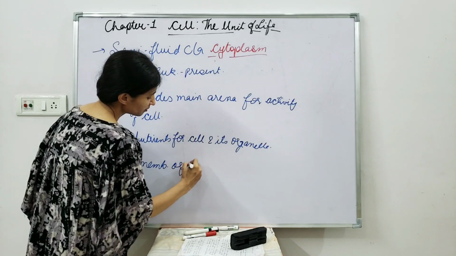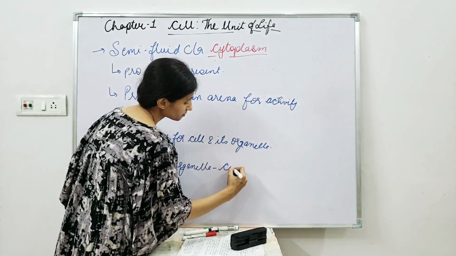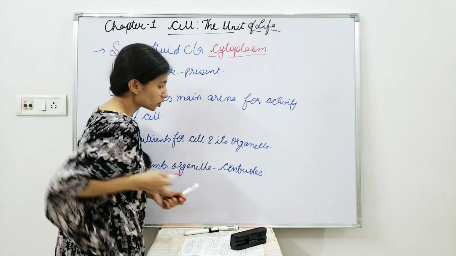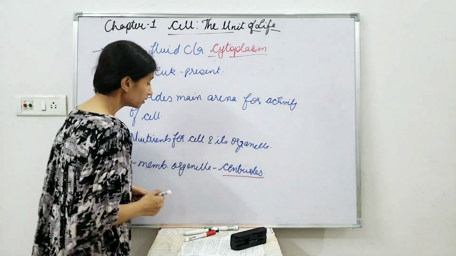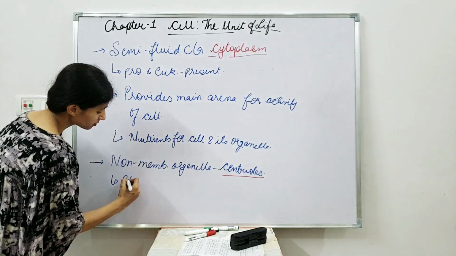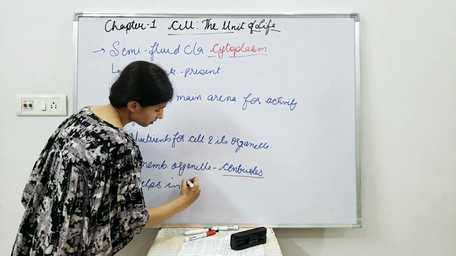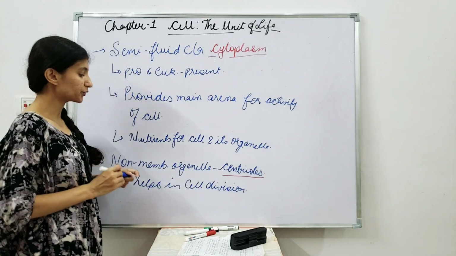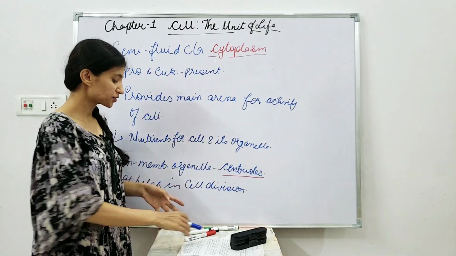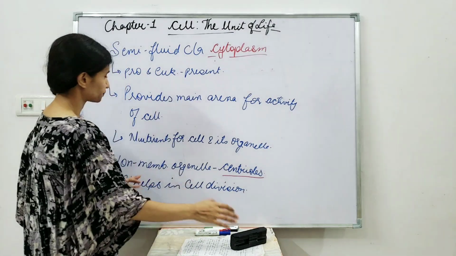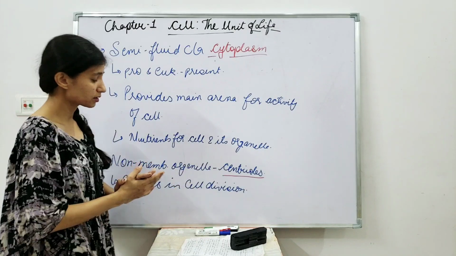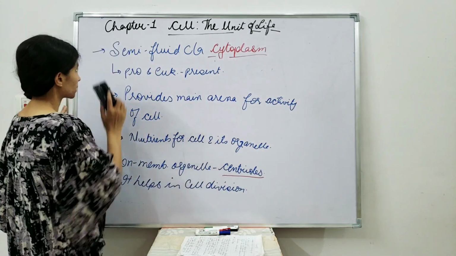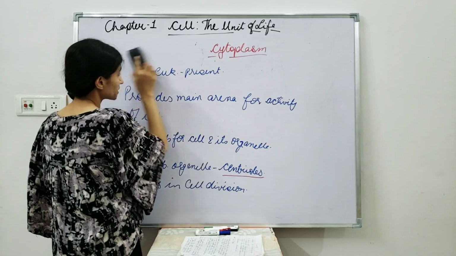Which is called centrioles. Now this centriole is a non-membrane bound organelle, which means it doesn't have a membrane. And what is the role of this centriole? It helps in cell division. We'll discuss how the centriole helps in cell division in a later section of this chapter. Now we have seen that centriole is a non-membrane bound organelle taking part in cell division.